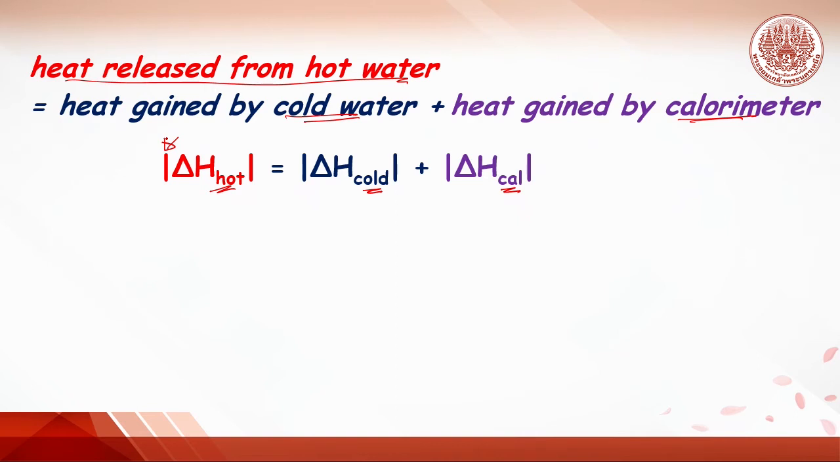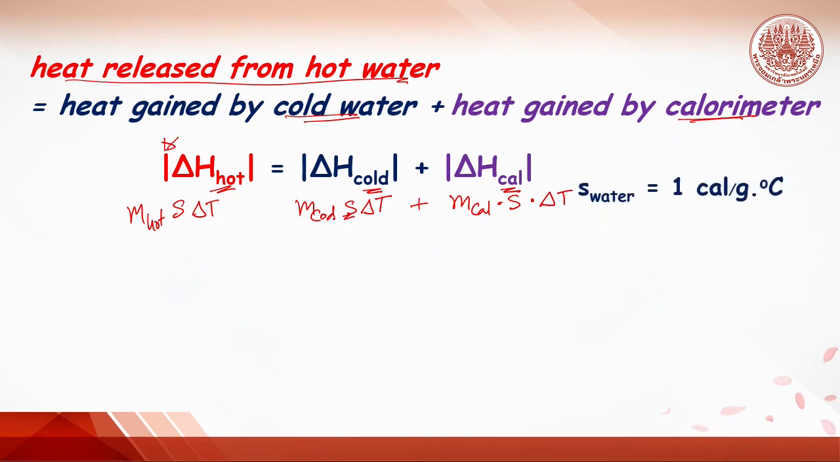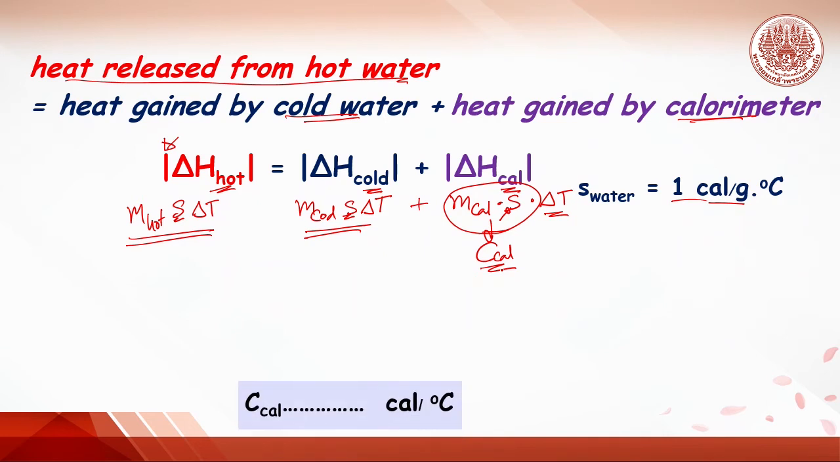Replace delta H with m s delta T, so we get M of hot water times S times delta T, equals mass of cold water times S times delta T, plus M of calorimeter times S of calorimeter times delta T. Where S of water, or specific heat of water, is equal to 1 calorie per gram Celsius. But we don't know S, or the specific heat, of the calorimeter. In reality, we use these two data to get the heat capacity of the calorimeter. So all the data are known except heat capacity. After calculation, we get the heat capacity of the calorimeter is A.